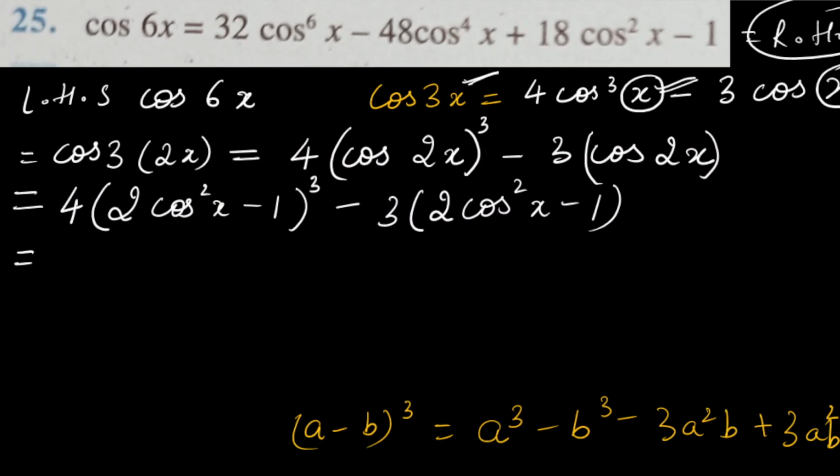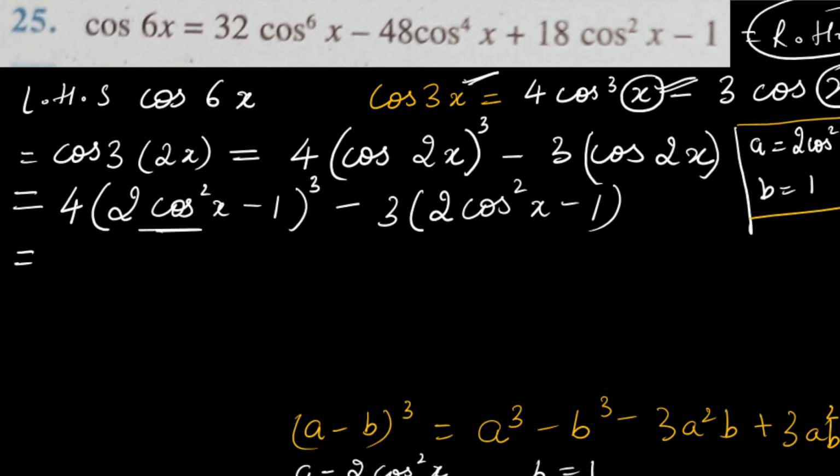You already know, in lower grades we have learnt this. See here, first of all, a is 2 cos square x, and b is 1. The values of a and b you should be very clear about. Let me write it down here: a equals 2 cos square x, b equals 1. So I've just written the values of a and b. Nothing more we have to do; we just have to apply the algebraic identity.